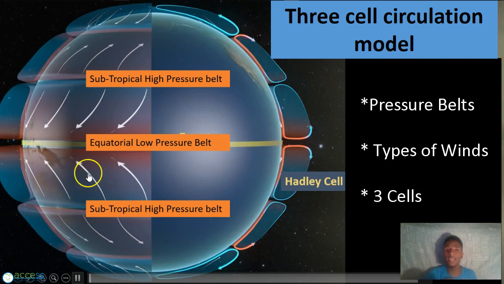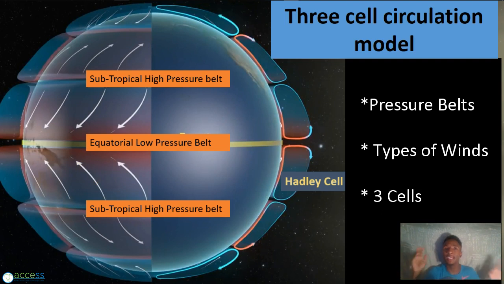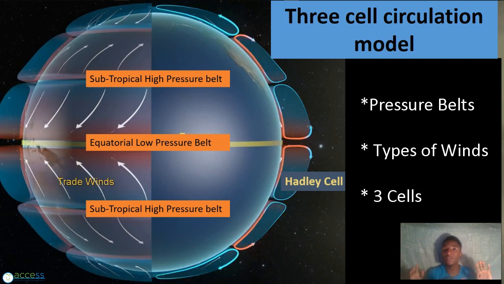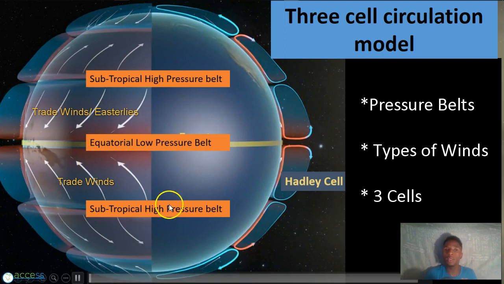The winds are called easterlies, because winds are named after their origins. They are called easterlies or trade winds because George Hadley, when he explained this movement of air, explained it in terms of trade winds, because in those days they used to sail ships from Europe to America. His model was about explaining how trade winds work. So in these more complex models, they are called easterlies or trade winds.